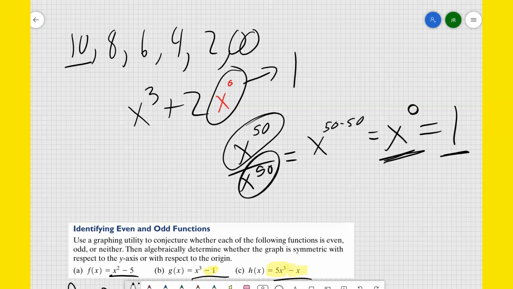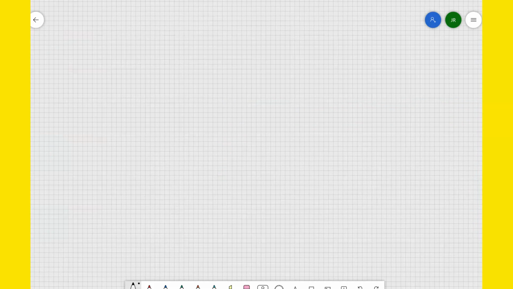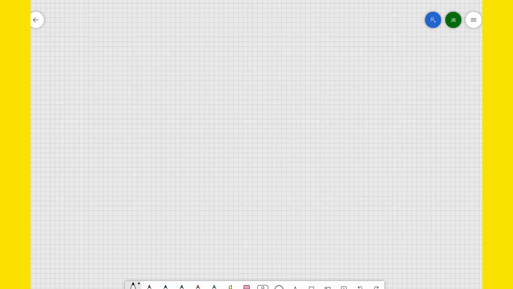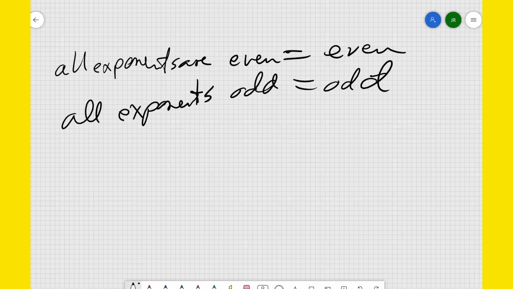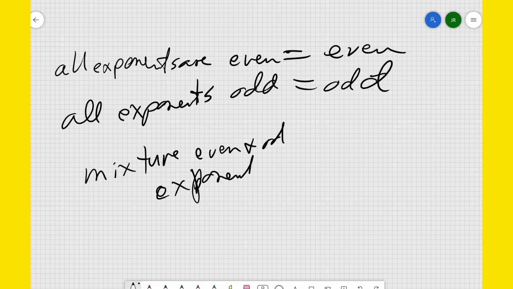If you can think of it that way, then here is the shortcut. If all exponents are even, then you have yourself an even function. If all exponents are odd, then you have yourself an odd function. If there's a mixture of even and odd exponents, then you have yourself a function that is neither.